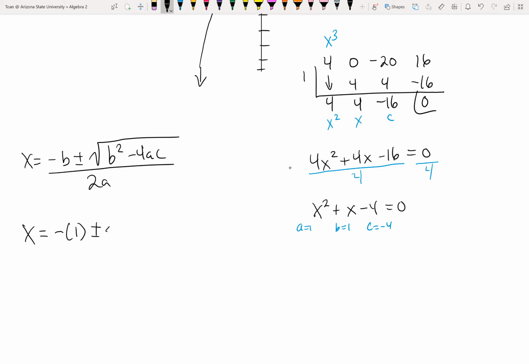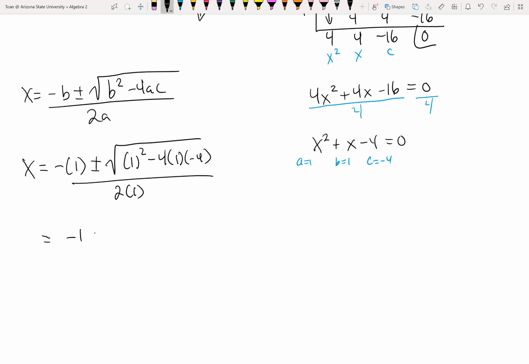So b was 1, b was 1, a was 1, c was negative 4, 2a is 2. And then you go ahead and just do math. So it's negative 1 plus or minus the square root of 1 plus 16, over 2. Negative 1 plus or minus the square root of 17 over 2. Anytime you do the quadratic formula, you want to see if you can simplify the radical. In this particular instance, we can't. So that's it. There are our 3 answers.